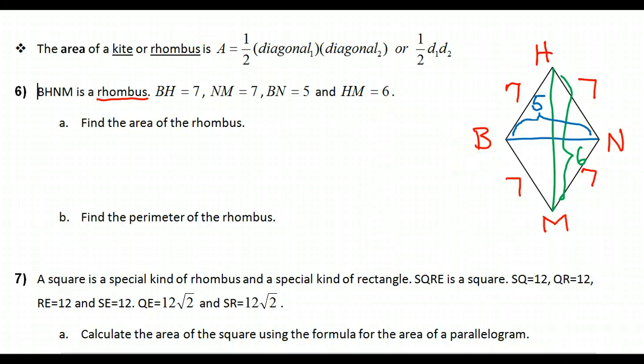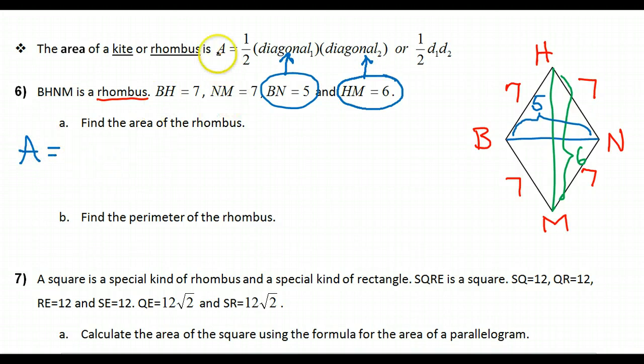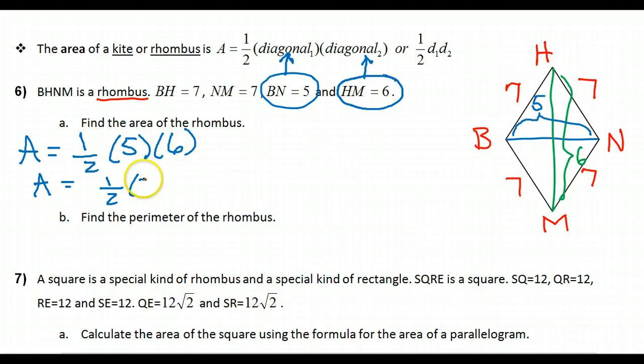That's the main thing. If you understand that this is a diagonal, we'll call that diagonal 1, and this is diagonal 2, then we can just use the formula. The area of a rhombus is 1/2 diagonal times diagonal. So that's going to be 1/2 times 5 times 6. We don't need a calculator for this. 5 times 6 is 30, and half of 30 is 15. So the area of this rhombus is 15.